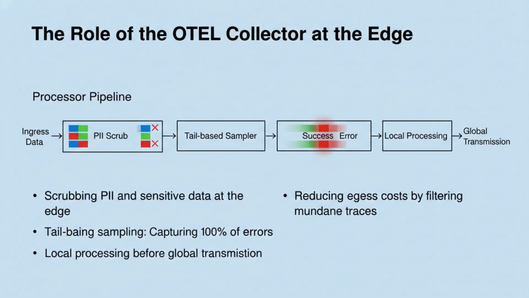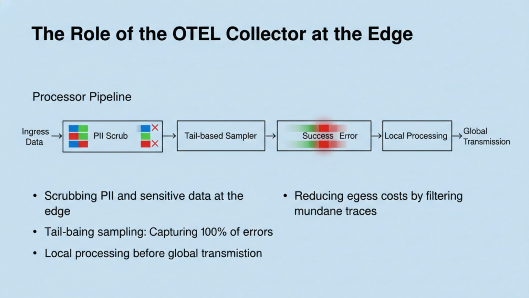Deploying the OTel collector as a sidecar or a daemon set is a best practice for edge observability. The collector acts as a processing pipeline where you can scrub sensitive data like PII and headers before it leaves your secure network. It can also perform tail-based sampling.